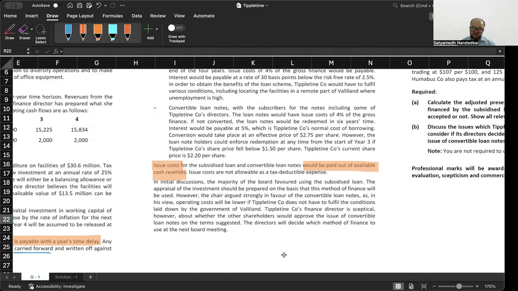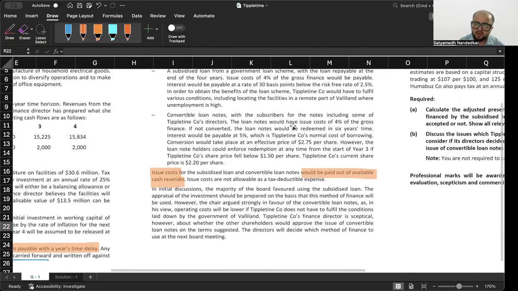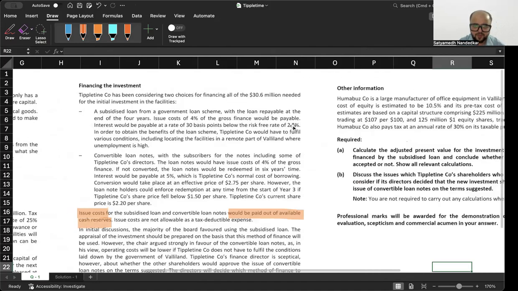Tippletine Company's finance director is skeptical, however, about whether the other shareholders would approve the issue of convertible loan notes on the terms suggested. The directors will decide which method of finance to use at the next board meeting. See, the majority of the board has favored the subsidized loan. So your calculation of APV should be considering that the company has gone in for a subsidized loan.